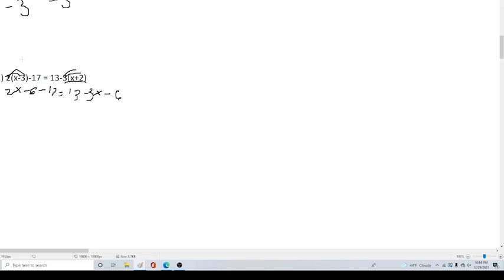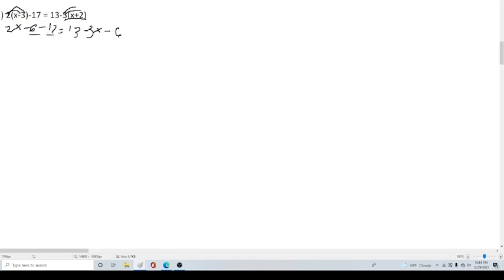Okay, let's clean this up even further. Combining like terms on this side and this side, we get 2x minus 6 minus 17. So minus a number minus a number gives us a bigger minus. 6 plus 17 is 23, so it'll be minus 23. It's going to be equal to, so 13 minus 6. That's going to be 7. 7 minus 3x. And let's add 3x to both sides. And let's add 23 to both sides.